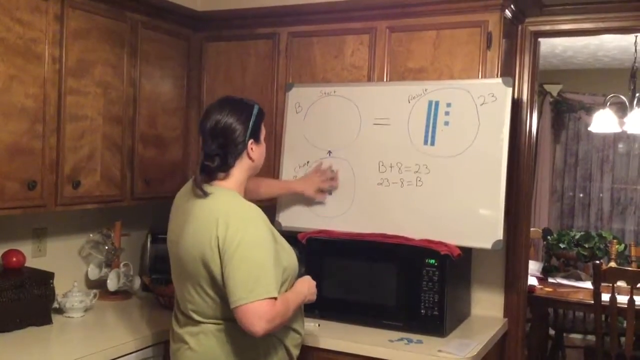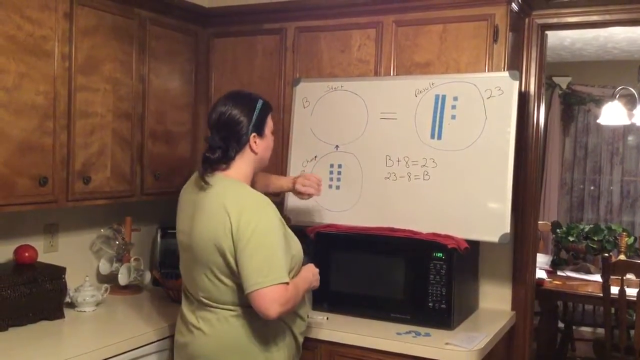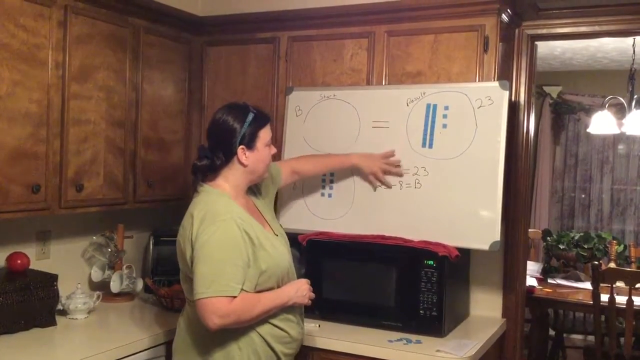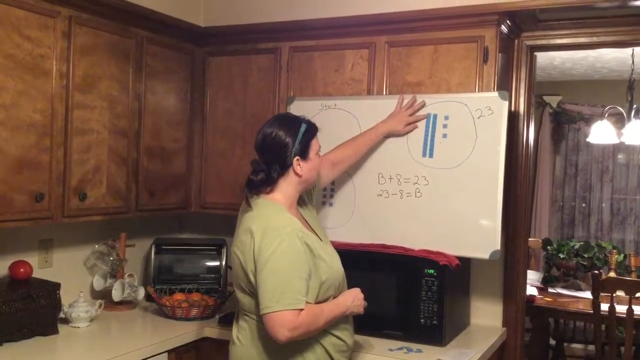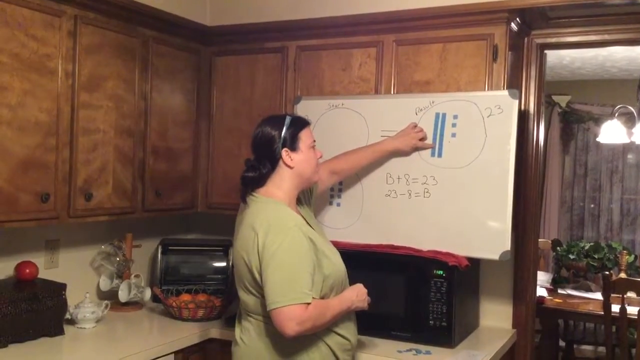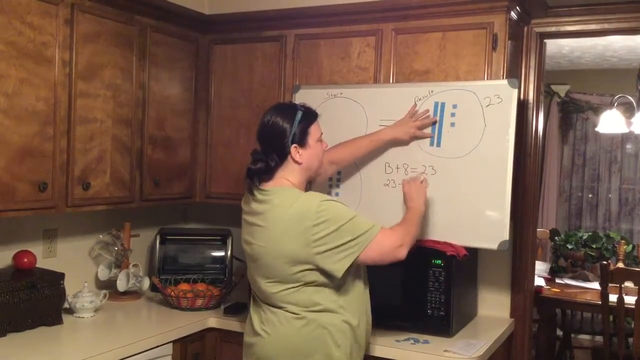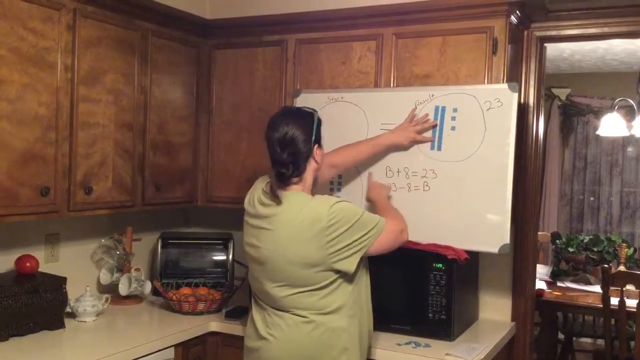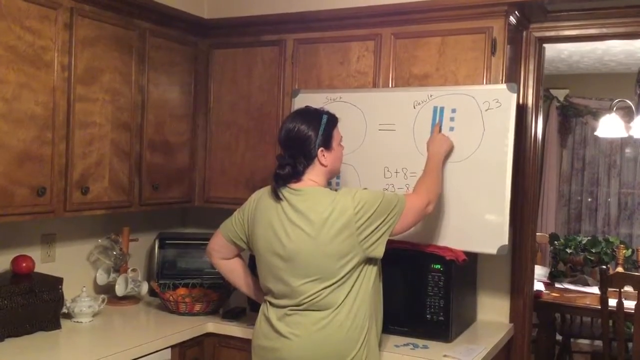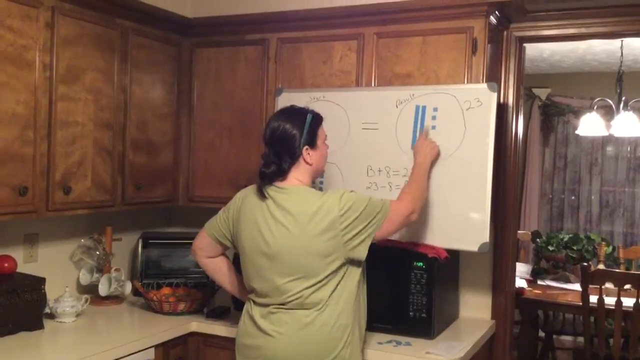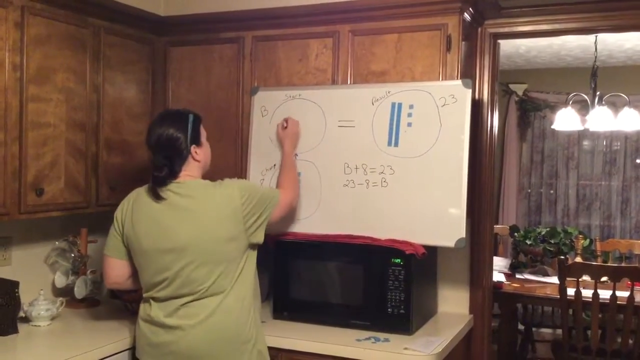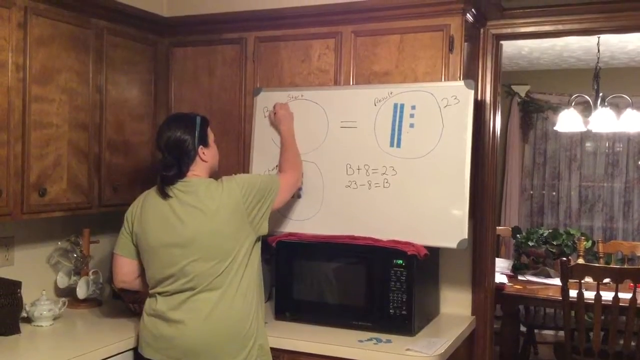All right, we need to make these equal. We have 8 here and we have 23 here. One way that I can do this is to go over here to my 23 and start at my 8. So I'm going to go 1, 2, 3, 4, 5, 6, 7, 8. And I can count from here to find out how many I have above the 8 that I was given. I have 1, 2, 3, 4, 5, 6, 7, 8, 9, 10, 11, 12, 13, 14, 15. So now we know that our start number is 15.